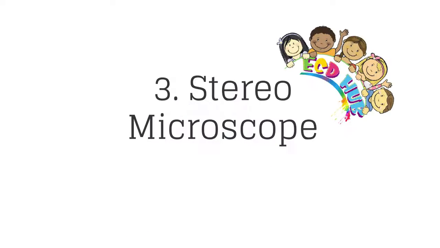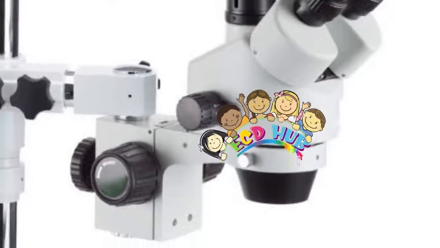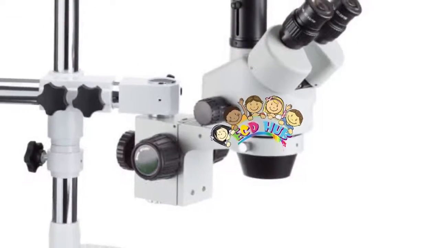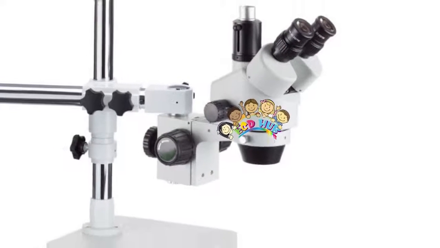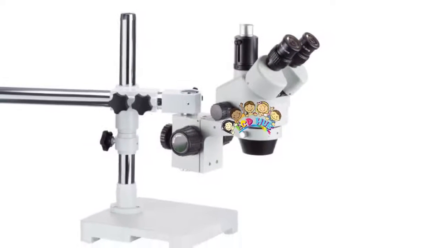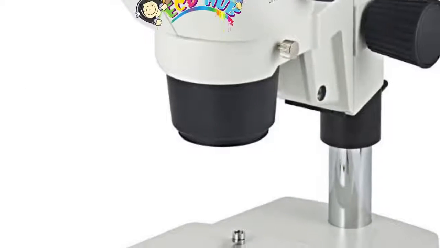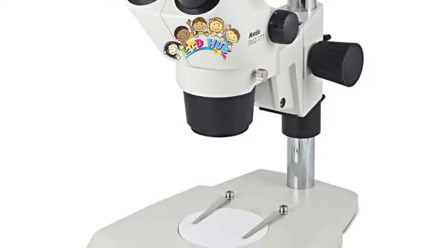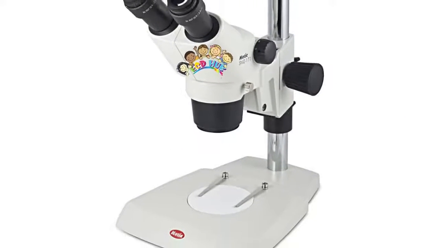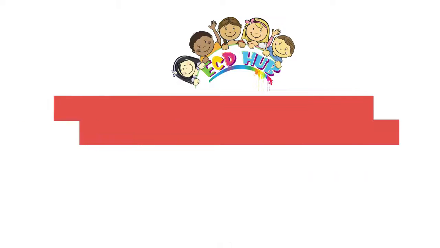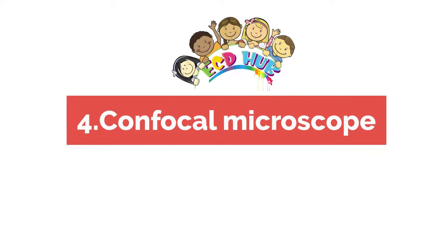The third one is the stereo microscope. The stereo microscope, also called a dissecting microscope, provides magnification of up to 300 times. These binocular microscopes are used to look at opaque objects or objects that are too large to be viewed with a compound microscope. The fourth one is the confocal microscope.